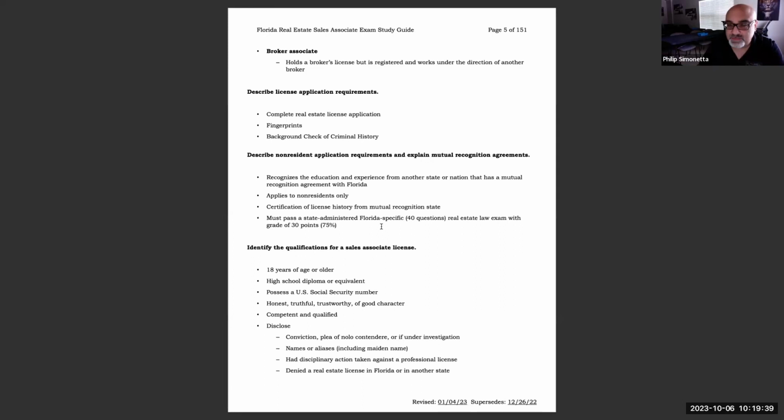And if they qualify, all they must do is pass a Florida-specific 40-question real estate law exam, and they must get a 75, which is 30 right. So, for example, if they're in another state that has mutual recognition, they're able to submit that information, take a 40-question test, pass it, and get their license.